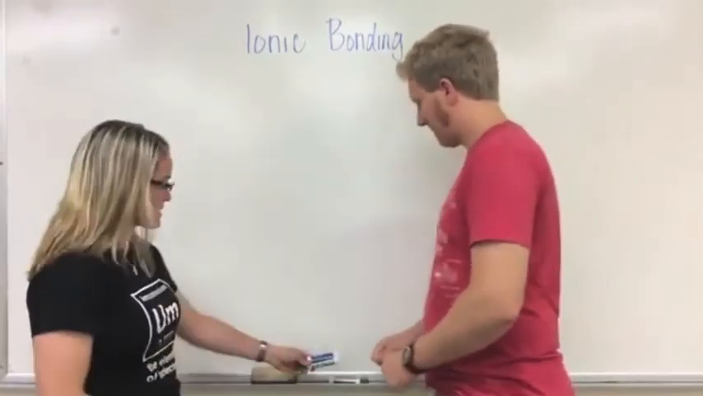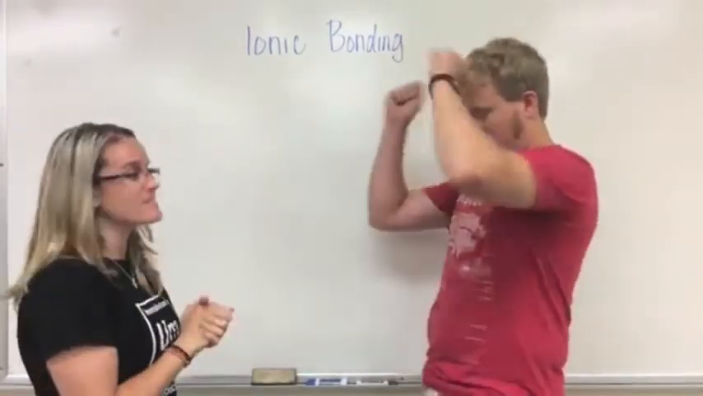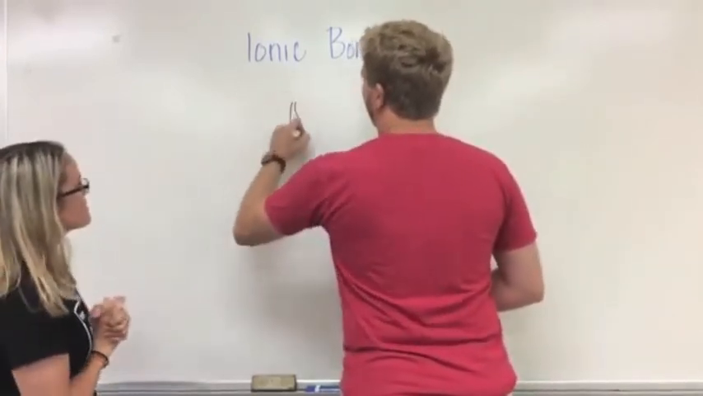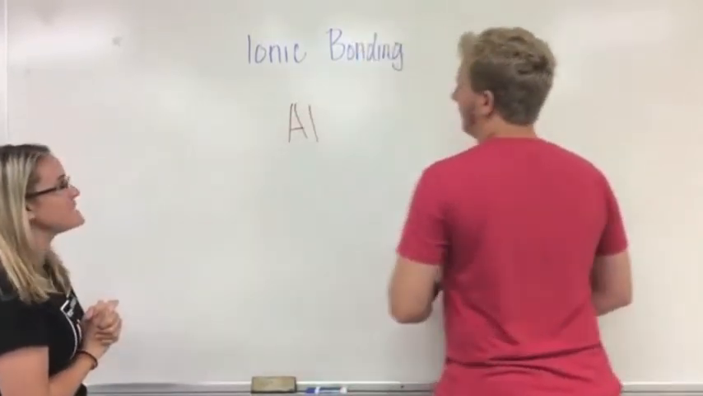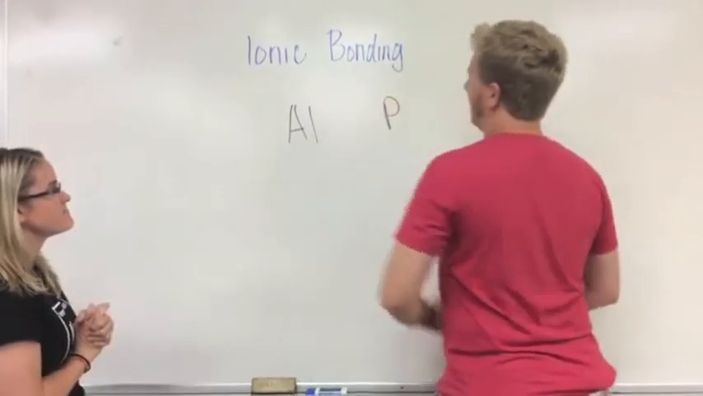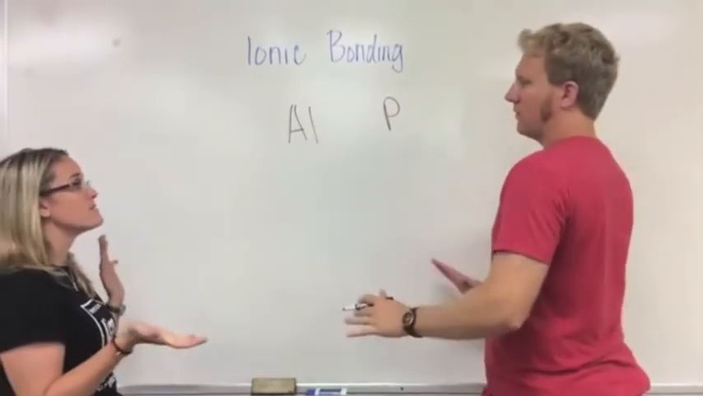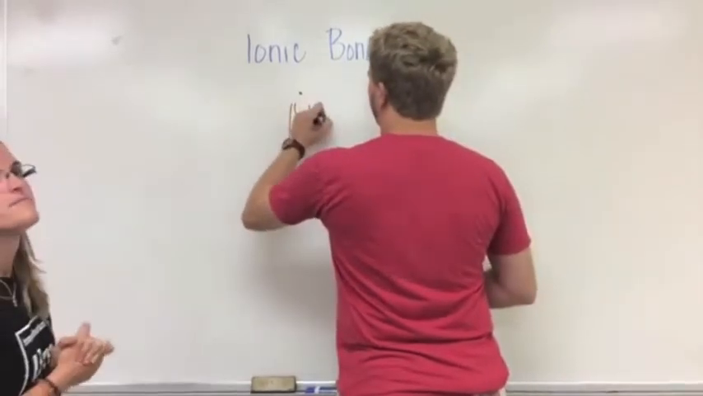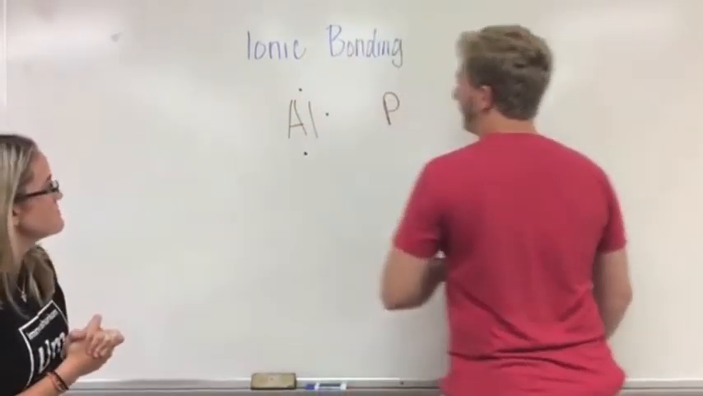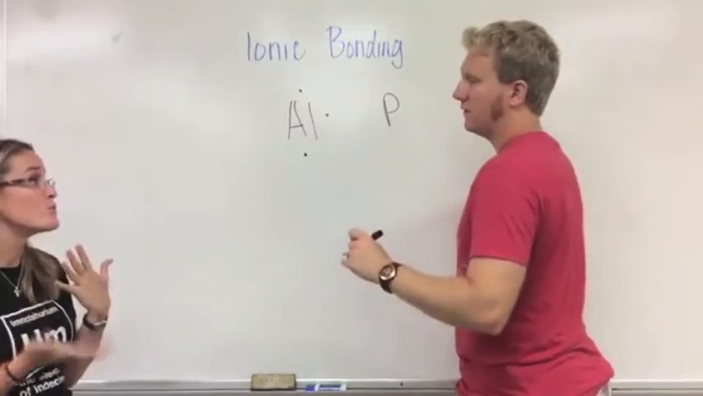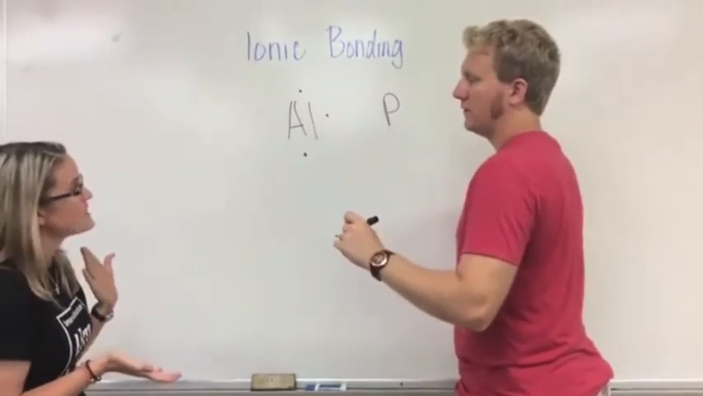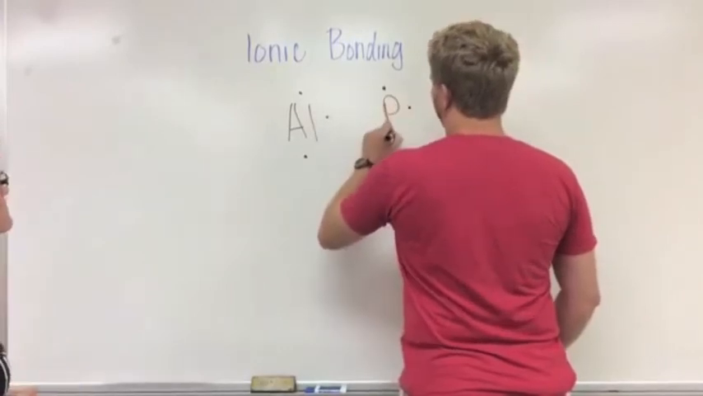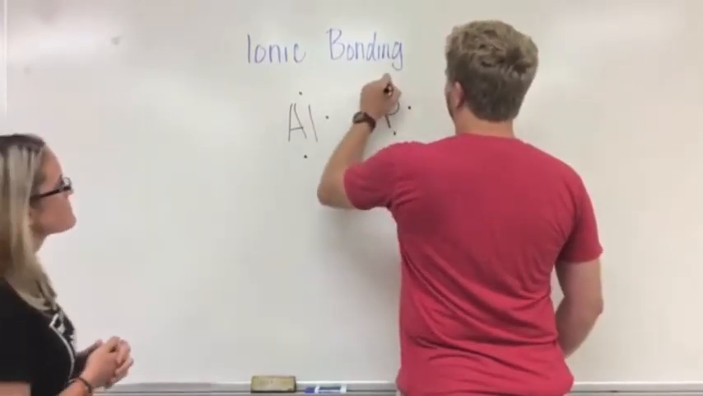All right. I don't know what color you want. You pick. So yours is going to be aluminum, which is Al, and then P. I'll even help you out. Aluminum is in group 3, so you don't have to look it up. So I need 1, 2, 3. And phosphorus is in group 5 or 15, whichever one you want to look at. So I need 1, 2, 3, 4, 5.